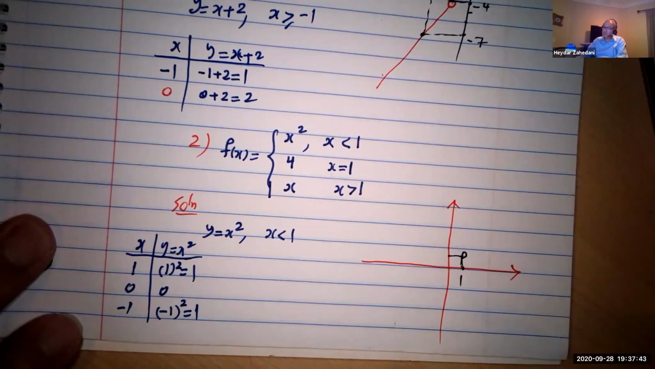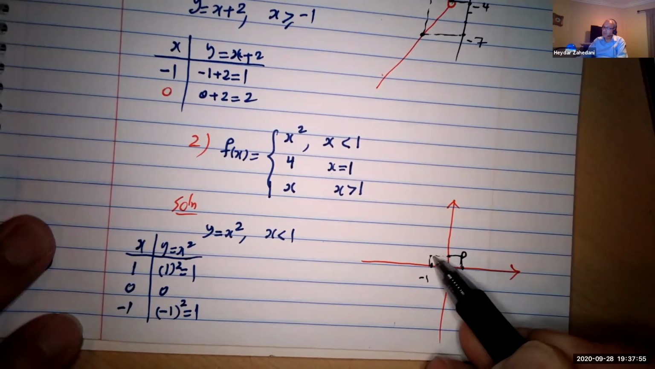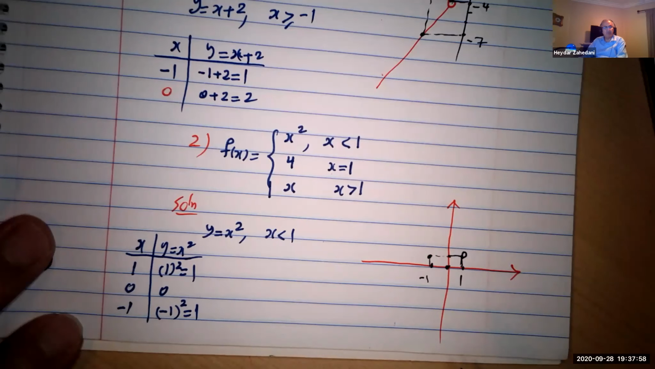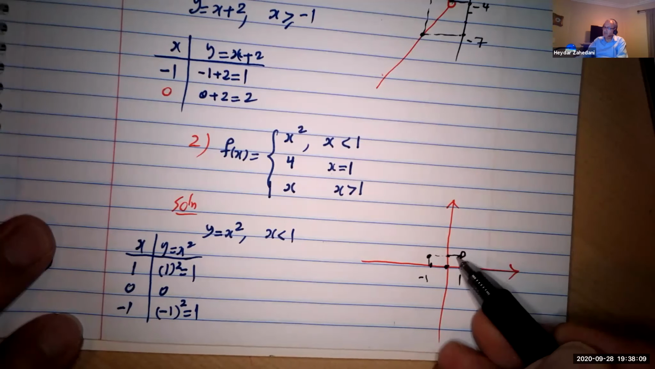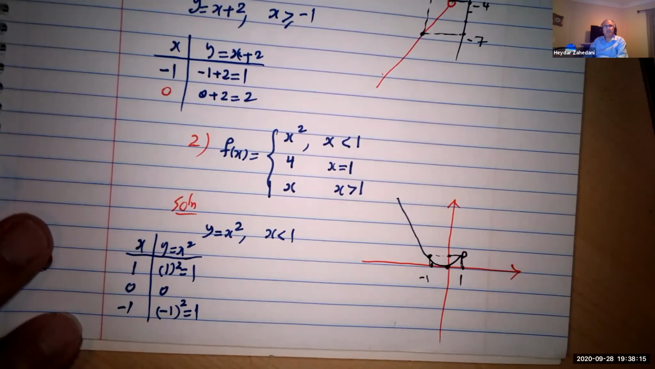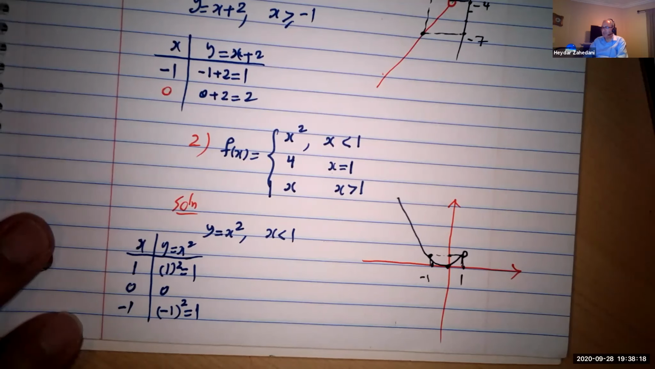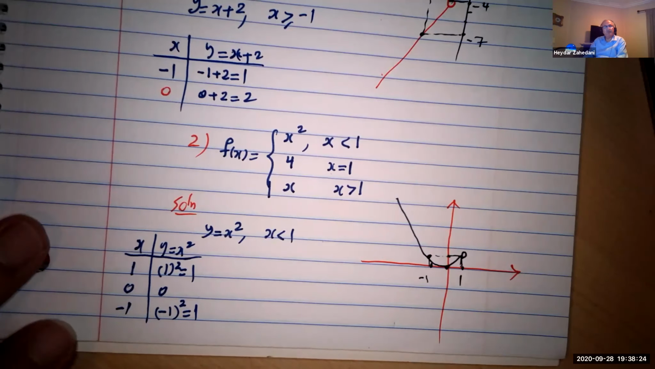Then we continue, we get to the 0, 0, then we get the negative 1 and 1. You know that this is a parabola. It's a curve, so when you connect the points together, you are not going to connect them with a straight line. This is going to be your curve. Start from here and go on forever. It's not a straight line, it's a curve. So this is x less than one. Any question?